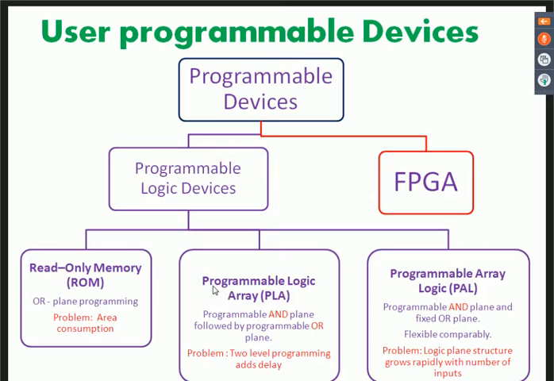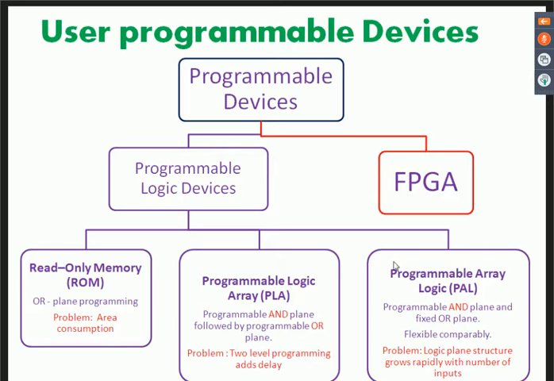Then there is another device, that is the programmable logic array. In the programmable logic array, we have the planes that are programmable AND as well as programmable OR. That means here we have to do programming at the AND level as well as programming at the OR level. That's why it is providing more delay. Two level programming is required, and that two level programming brings us the delay. That will add delay to the system. That's why systems will be manufactured, but they may not have efficiency in terms of speed.